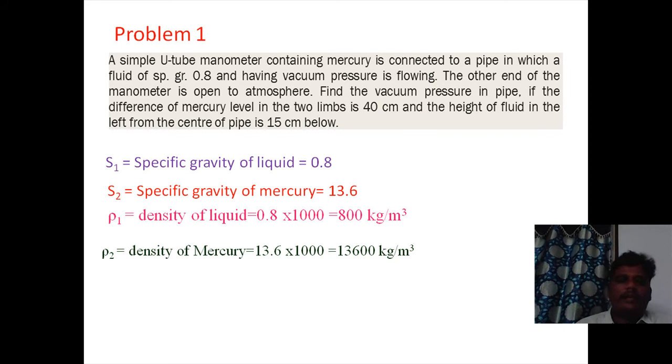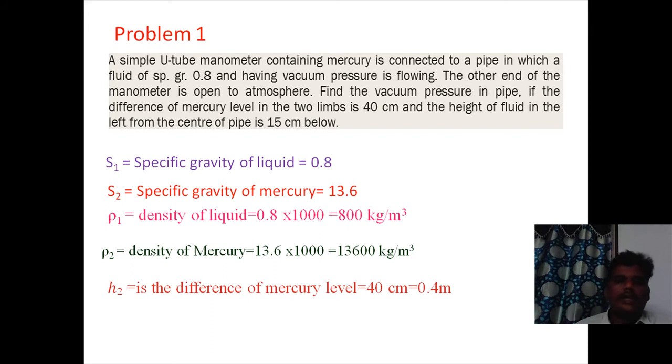Next, rho 2 is nothing but the density of mercury. Density of mercury is equal to the specific gravity 13.6 multiplied with density of water. We get 13,600 kg per meter cube. Next, h2 is the mercury level difference. h2 is taken as 40 centimeter.